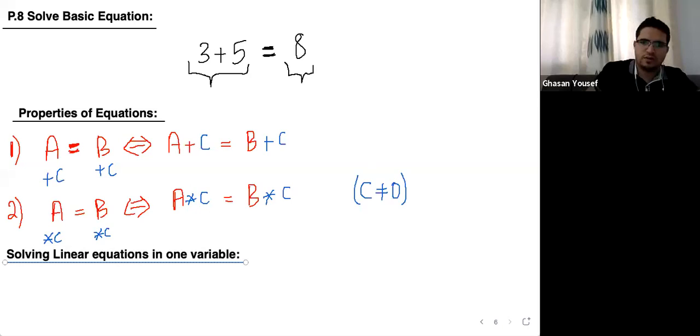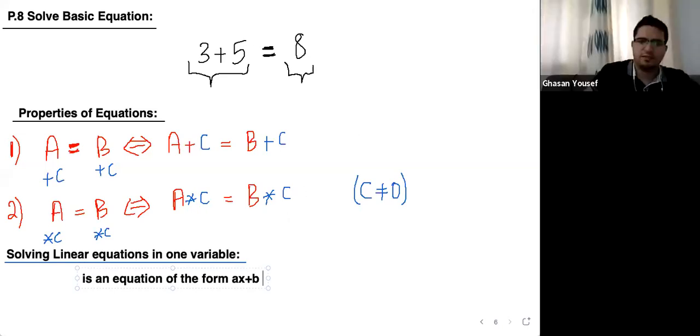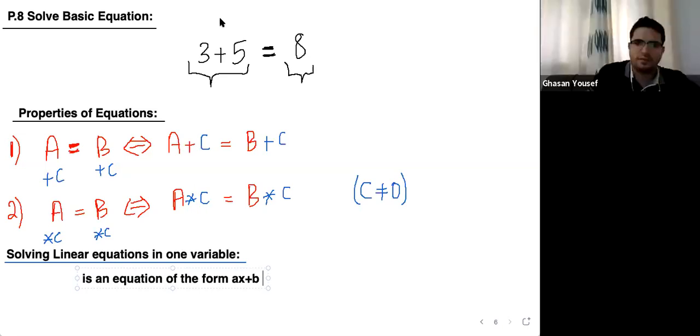So I can define it here as an equation of the form ax plus b. Here a and b are both real numbers, and the variable x is raised to the power 1, single degree, or the highest degree is 1. So any equation of this form, ax plus b, is called a linear equation.